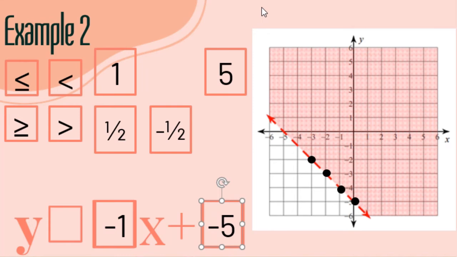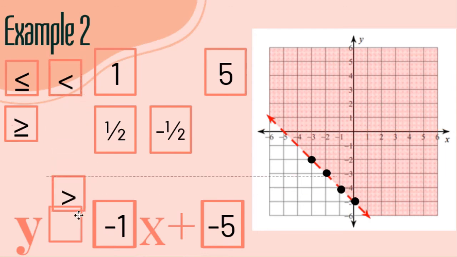What's new is my inequality sign. Does it look like I shaded above or below the line? I think above, which means it's going to be greater than or equal to. Let's decide, is it dashed or solid? Step 4 says it's dashed. So I want to use the inequality that is just greater than. Y is greater than, or all the y values bigger than the line are shaded.